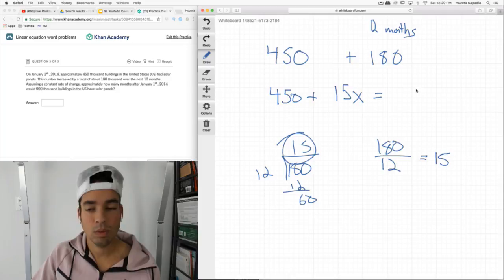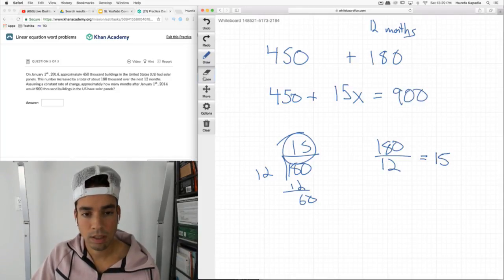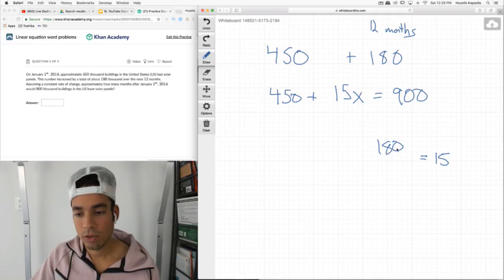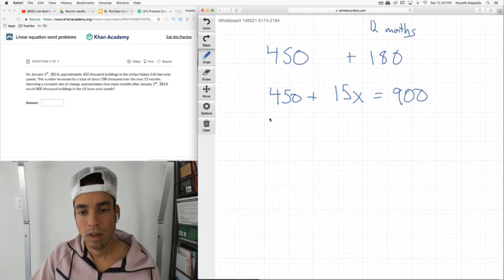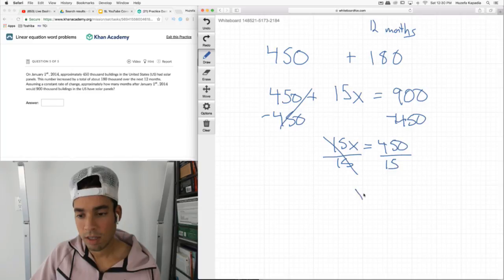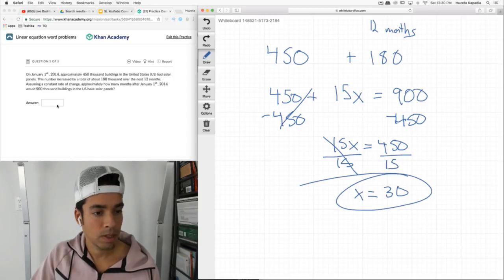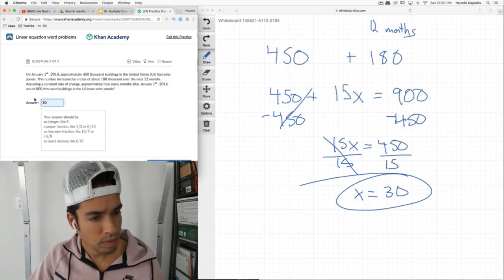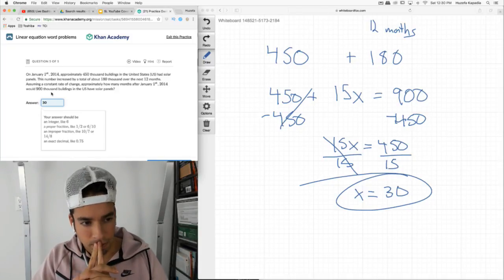And we want to know when this equals 900,000, or 900 in this sense. We're doing these all in thousands. So that's 15,000, 450,000, 900,000. And now what we've got to do is solve for this equation. So let's subtract 450 from both sides. And we get 15x equals 450. Divide by 15, divide by 15. And we get x equals 30. So 30 months, and it will have a total of 900,000.